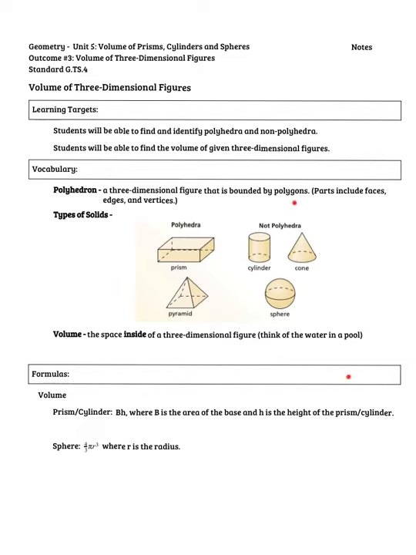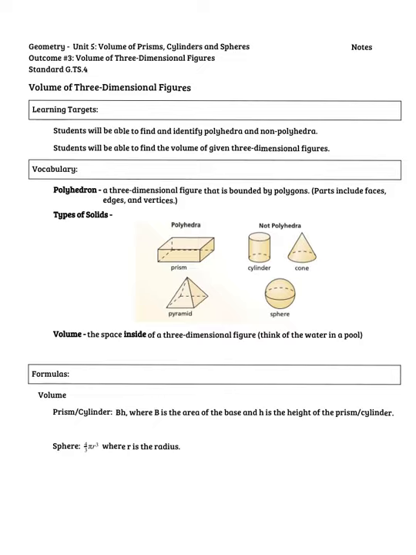So we are looking at volume, which is just the space that fills the inside of that three-dimensional figure. If you think of, for instance, the water in a swimming pool, the amount of water that fits in the pool is the volume of that pool. So we're not looking at the outside of it, we're looking at what would fit on the inside. So how much space is there inside?